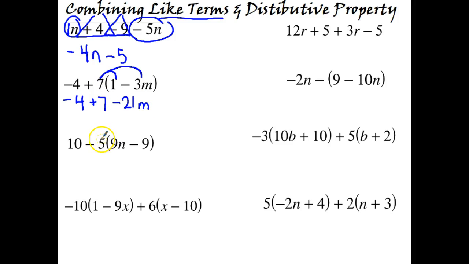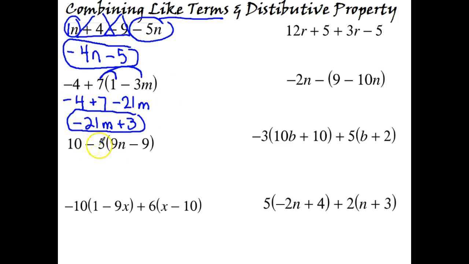And now I combine like terms, starting with my variable first. There's nothing to combine with you. So I get negative 21m and then negative 4 plus 7. Really, I'm saying 7 minus 4, which is 3. That's my answer. Let me box or circle my answer.